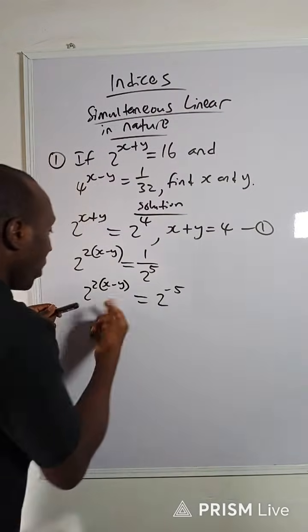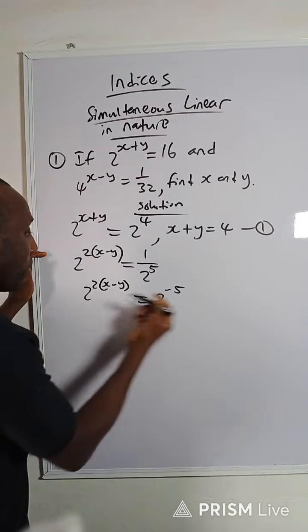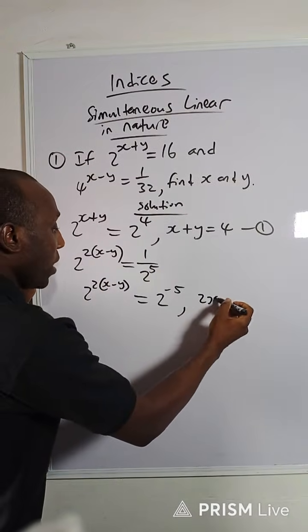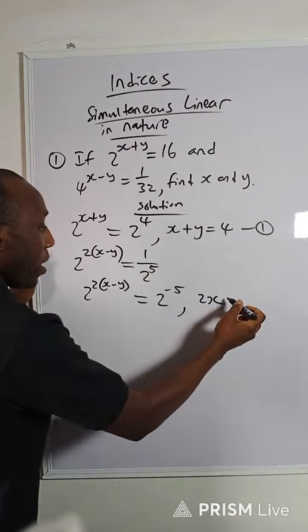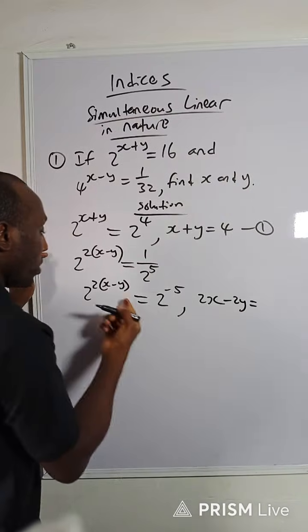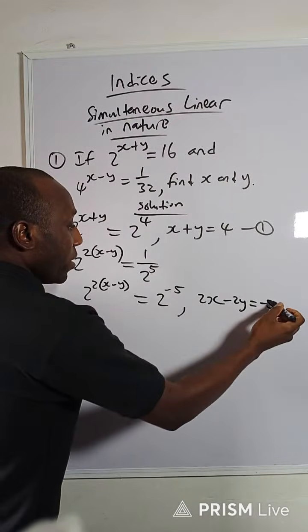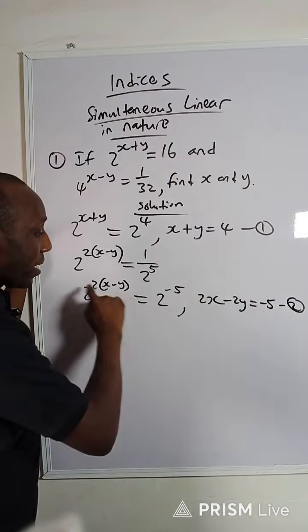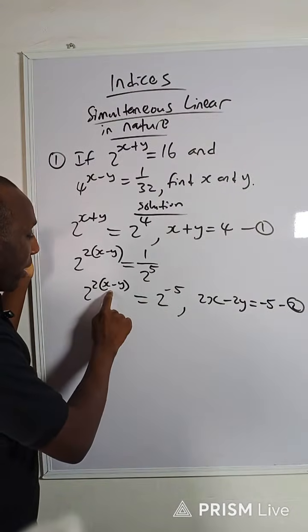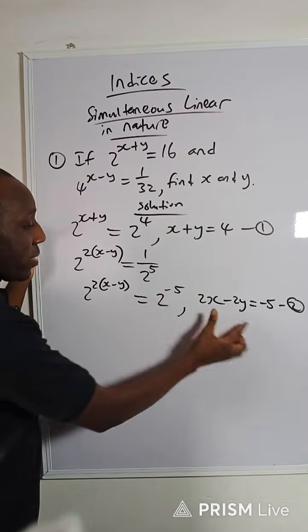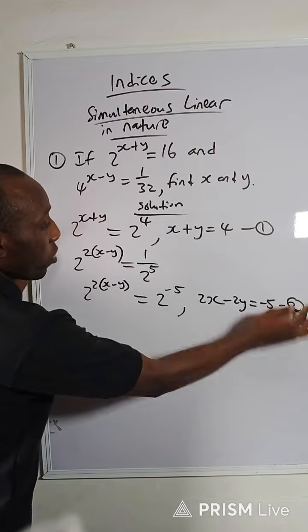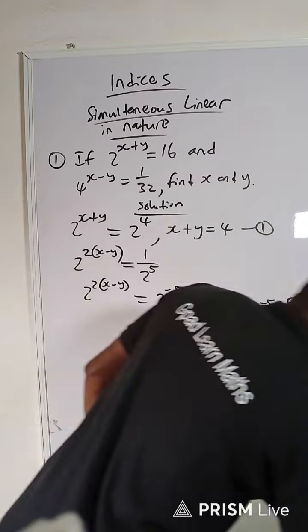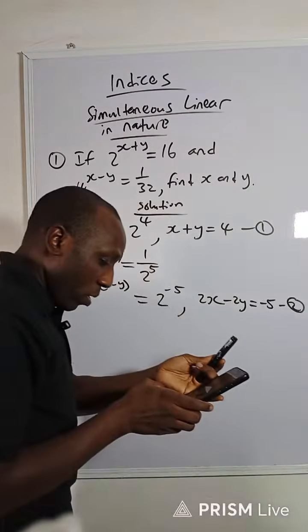So let's expand this. 2 times x is 2x. 2 times negative y is negative 2y. And this is equal to negative 5. Equation 2. So notice something: I equated the exponents. 2 bracket x minus y is equal to negative 5. Hence, I have equation 1 here, equation 2. Is that okay?